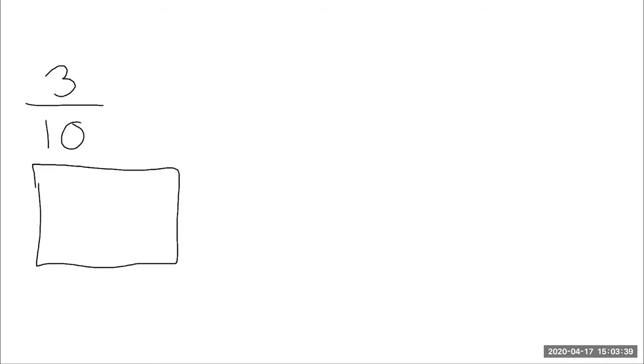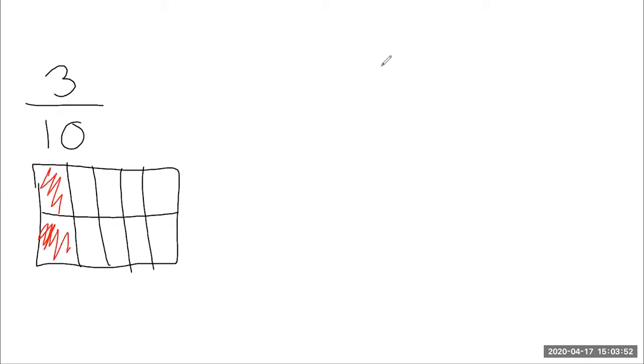Okay, so this is going to be a quick video on how do you make equivalent fractions that have a denominator of 10 or 100. So let's start with something like 3 tenths. Now if I was going to draw a model and it had tenths, I might do something like this. And if I was representing 3 tenths, I would shade in 3 out of those 10.